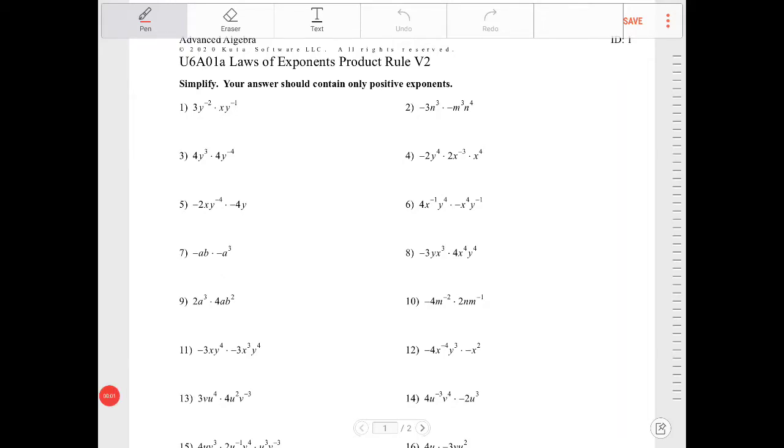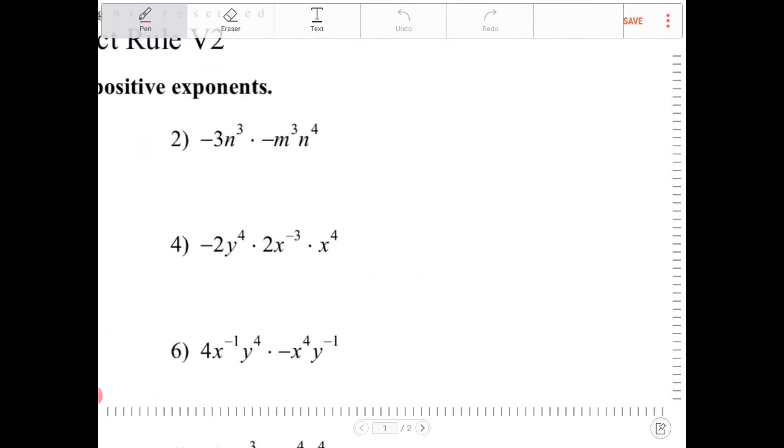Students, in this video, I will be going through some problems involving the laws of exponents. In particular, I will be multiplying different expressions together with or without common bases. So let's take a look. The instruction here says to simplify, and your answer should contain only positive exponents. All right, let's take a look here.